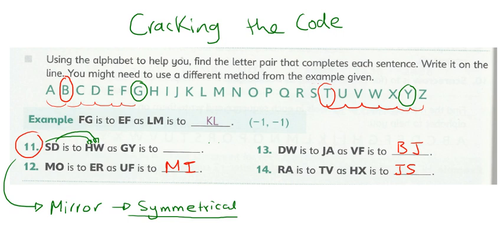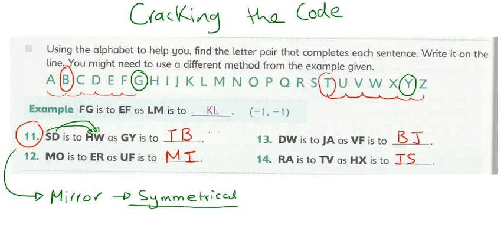So G was the first letter, so the reflection of G needs to be written first, which was T, and the reflection of Y, which is the second letter, needs to be written second. So your answer here would be TB. Okay, so this is what we call a mirror code. So hopefully that helps you guys along with the cracking the code question.